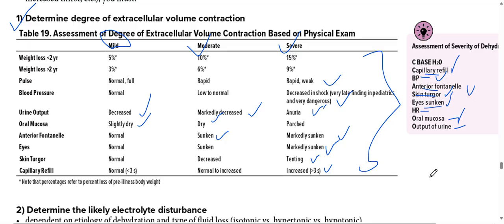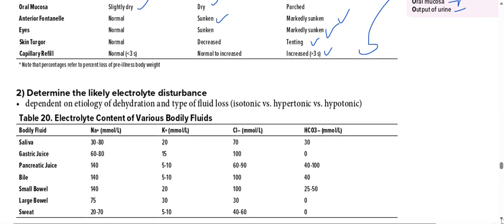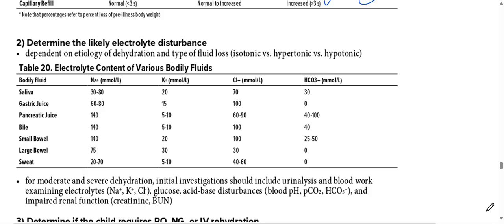How will you classify this child? This will be classified as severe dehydration. That's right, severe dehydration. Now determine the likely electrolyte disturbances.